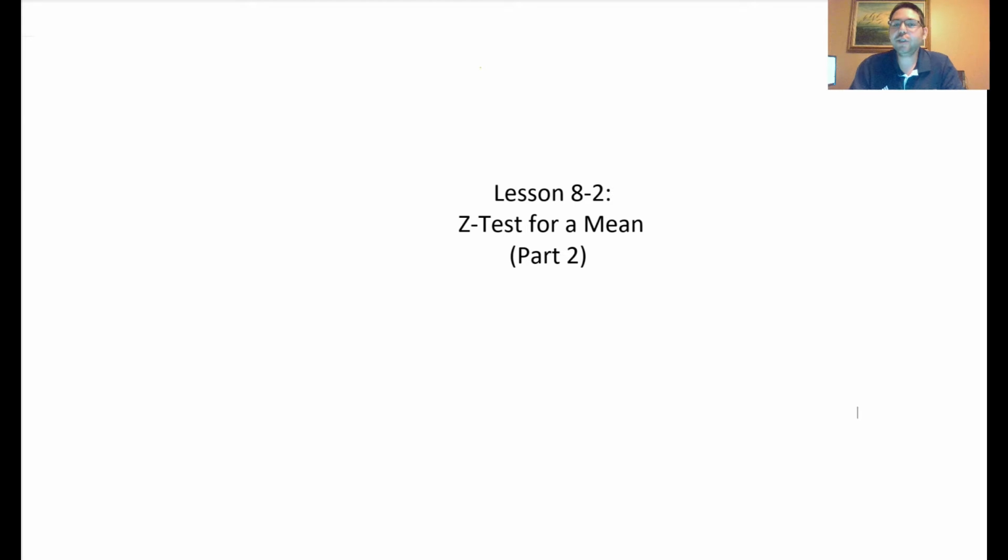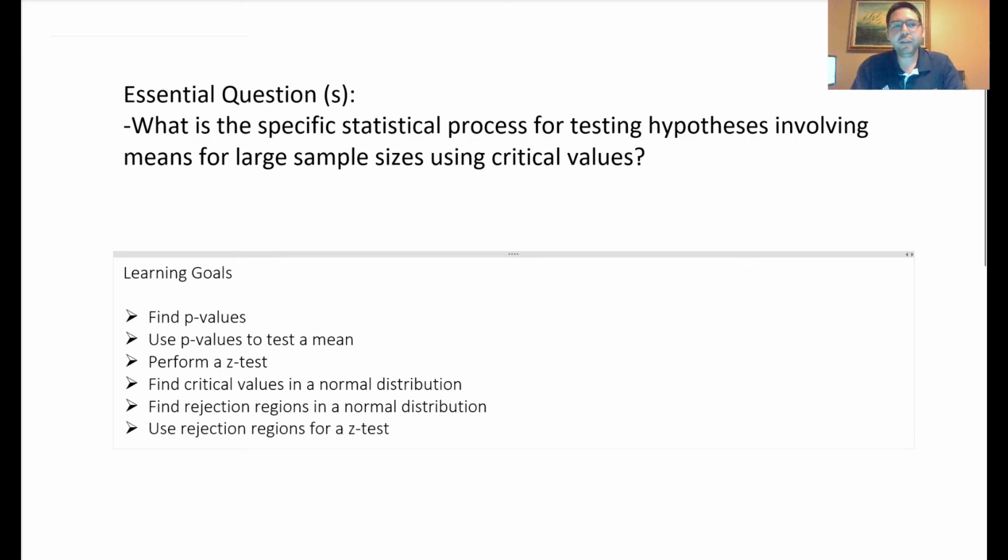We're going to actually finish up 8.2 in this lesson, part 2, the z-test for a mean. So the essential question for this lesson is, what is the specific statistical process for testing hypotheses involving means for large sample sizes using critical values, as opposed to p-values, what we did in part 1.